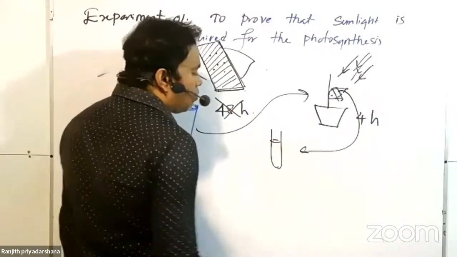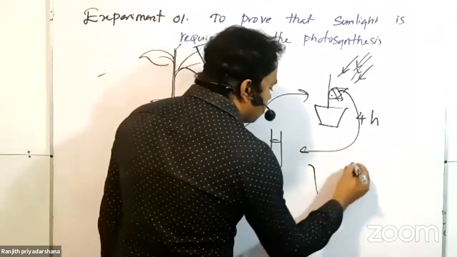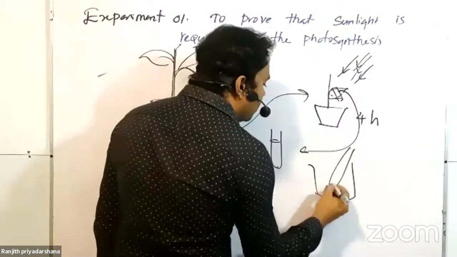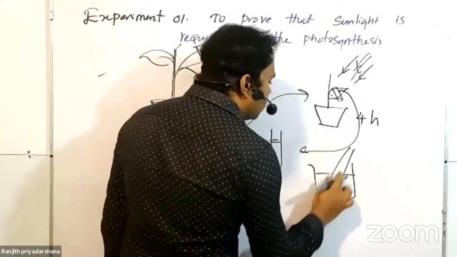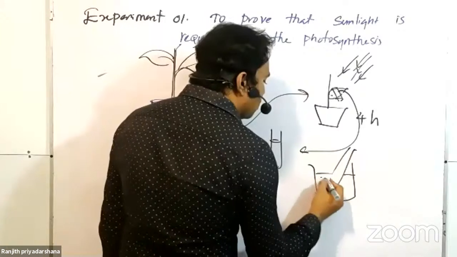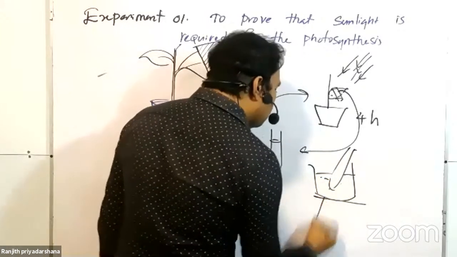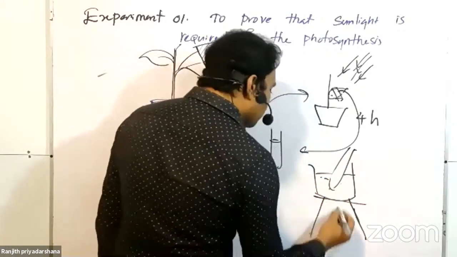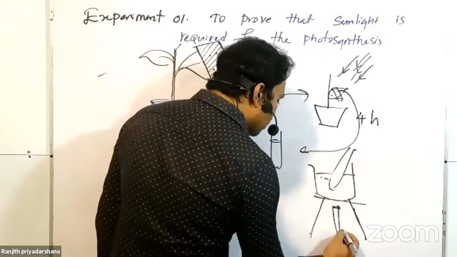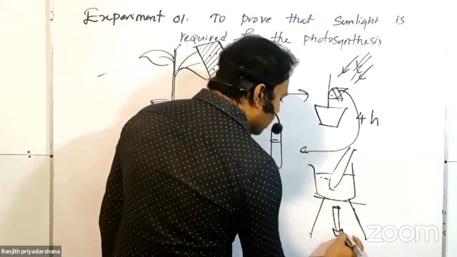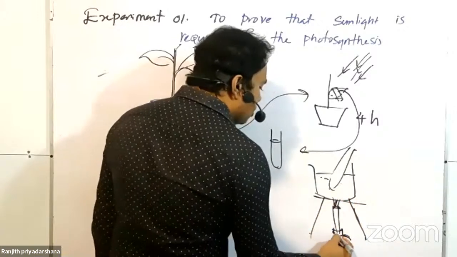Now we send this to the starch test: boil in water, then boil in alcohol in a water bath. Okay, in the previous experiment we did not draw this diagram. When you rewrite that, you have to draw it.